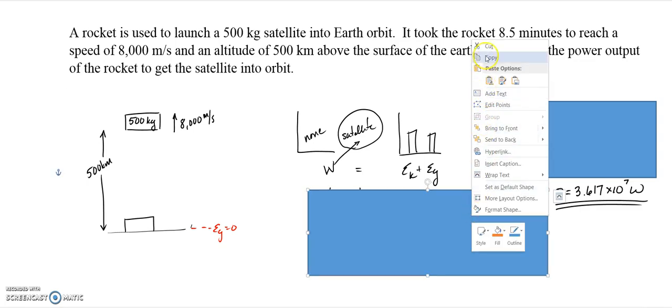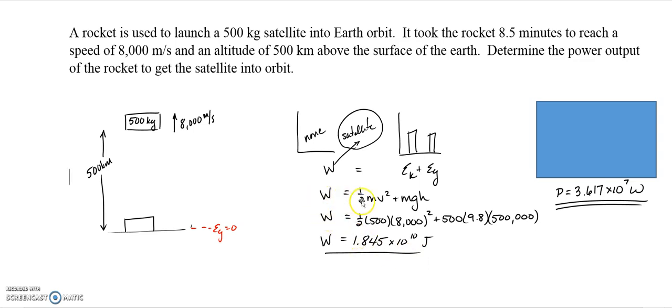So if you replace all that stuff, you are left with this. Work equals 1/2 mv squared plus mgh. You know the mass, you know the speed. Don't forget to square it. You know g is 9.8. The height is 500,000. Do not just put 500 because this was given to you in kilometers. So you gotta make that change because kilo means 1,000, so it says 500,000 meters. So that's where we get our 500,000 from.